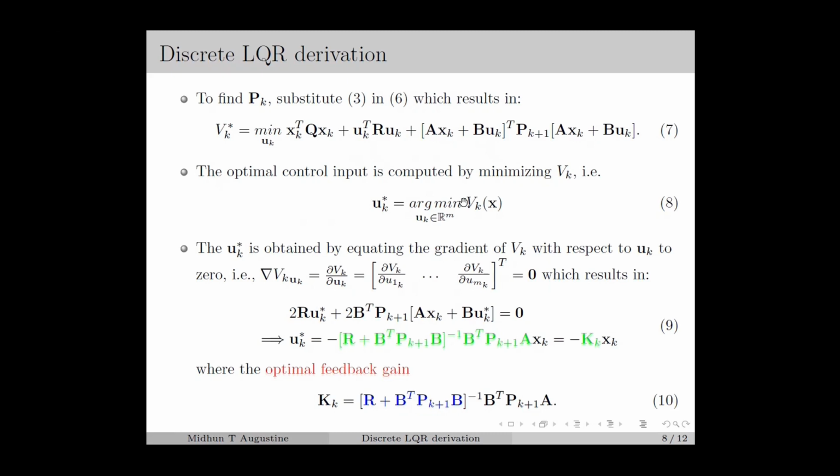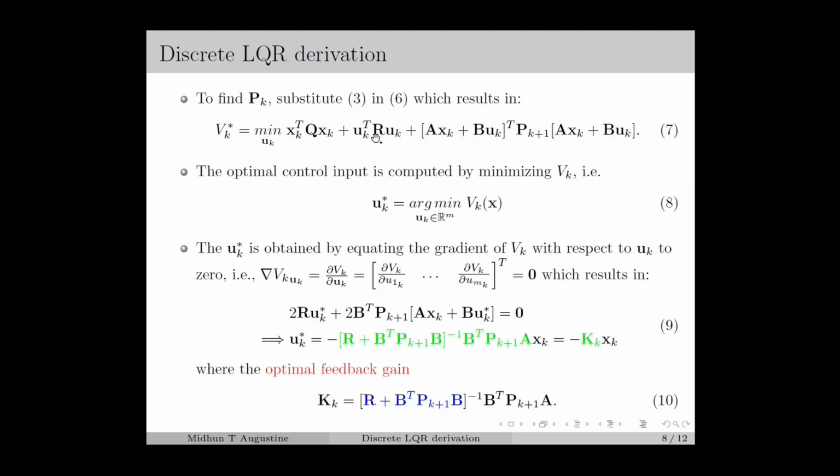Now, as per the first order condition for optimality, the optimal control input is obtained by equating the gradient of the cost to go function with respect to u_k to 0, which results in equation number 9. So here we basically take the gradient of this term with respect to u_k, equate it to 0, and from this we solve for u_k star, and that gives u_k star as a linear state feedback, in which K_k is the optimal feedback gain, and it is given in equation number 10.